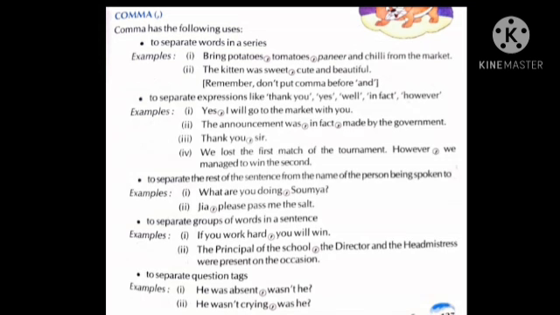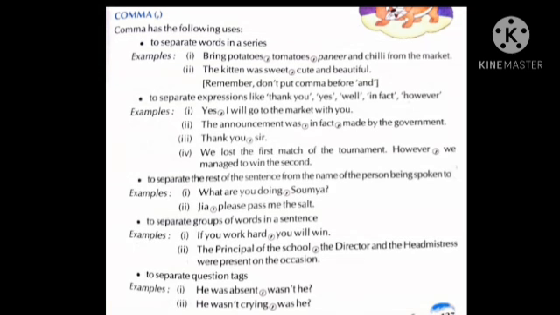Next is to separate expressions like thank you, yes, well, in fact, however. For example, yes, I will go to the market with you. After yes, I have used comma here. The announcement was, in fact, made by the government. After in fact, we use comma. Thank you, sir. After thank you, we have used comma here.